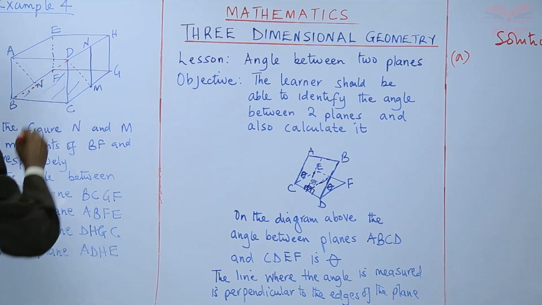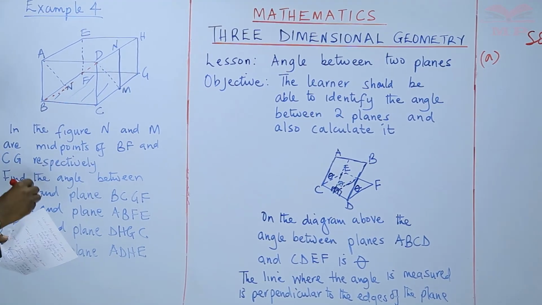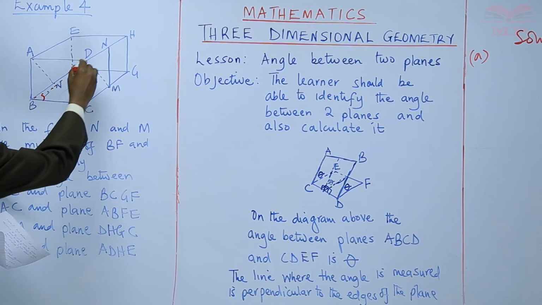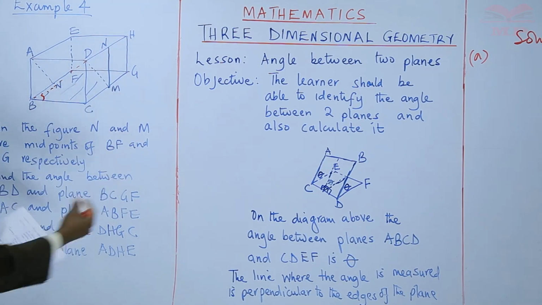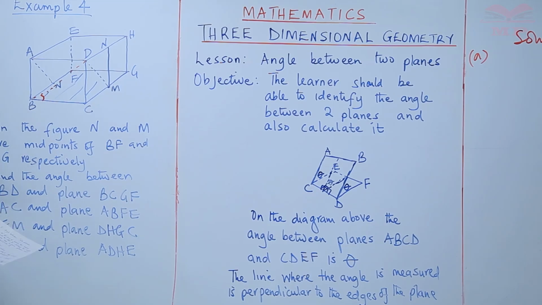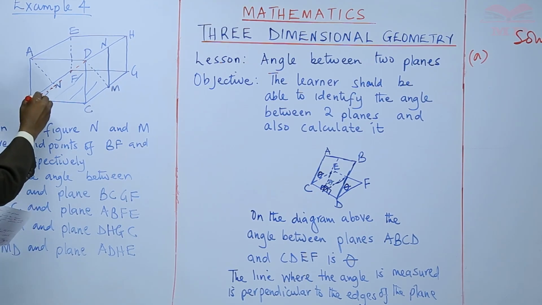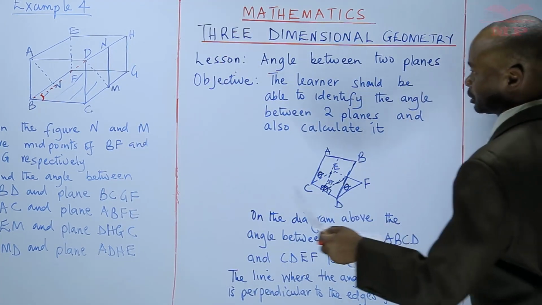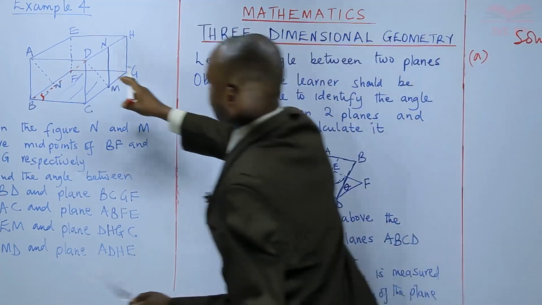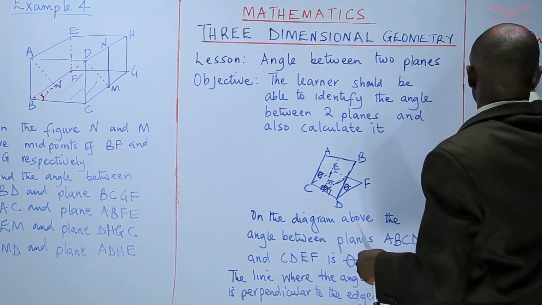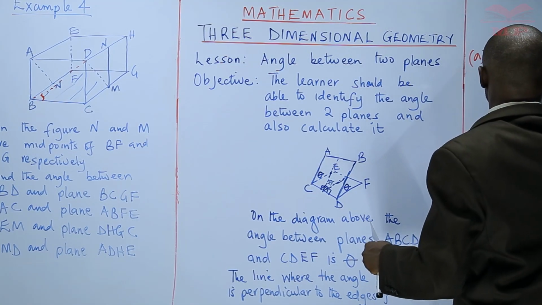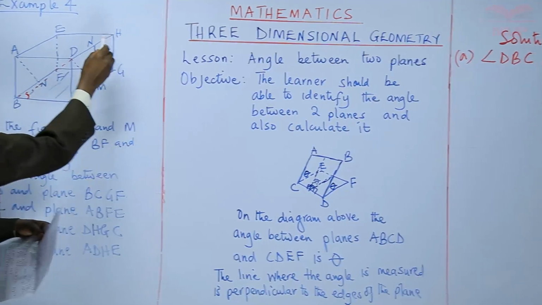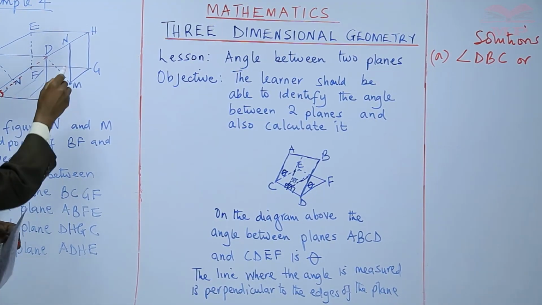BD and BCGF. If you look well, there are two angles there. You can either have this angle or the other angle at the end of the other face. In A, you'll get angle DBC, or you can still get another angle at the end there, HFG.